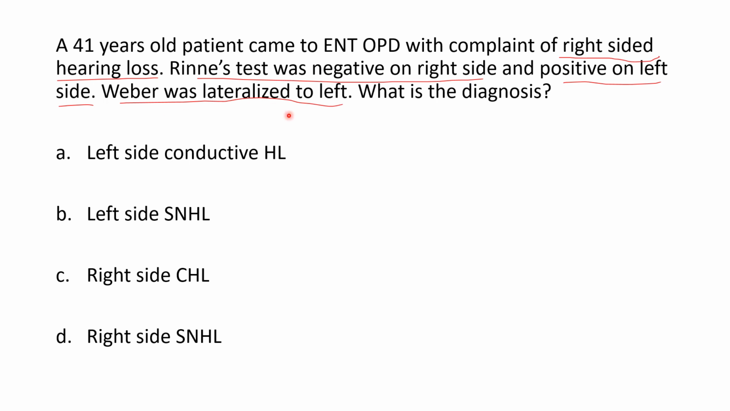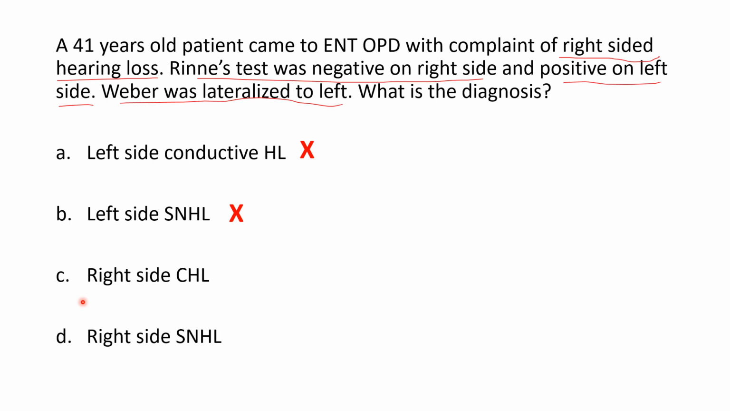Now let's interpret the results of this tuning fork. So first is left-sided conductive hearing loss. If a patient is having left side conductive hearing loss, then Rene test needs to be negative on the left side, but here it is positive on the left side. So this option is incorrect. Second option is left-sided sensory neural hearing loss. Now if the patient is having left-sided sensory neural hearing loss, then the Weber should lateralize to the opposite ear, that is right ear. But here Weber is lateralized to left ear. So again this option is also ruled out.